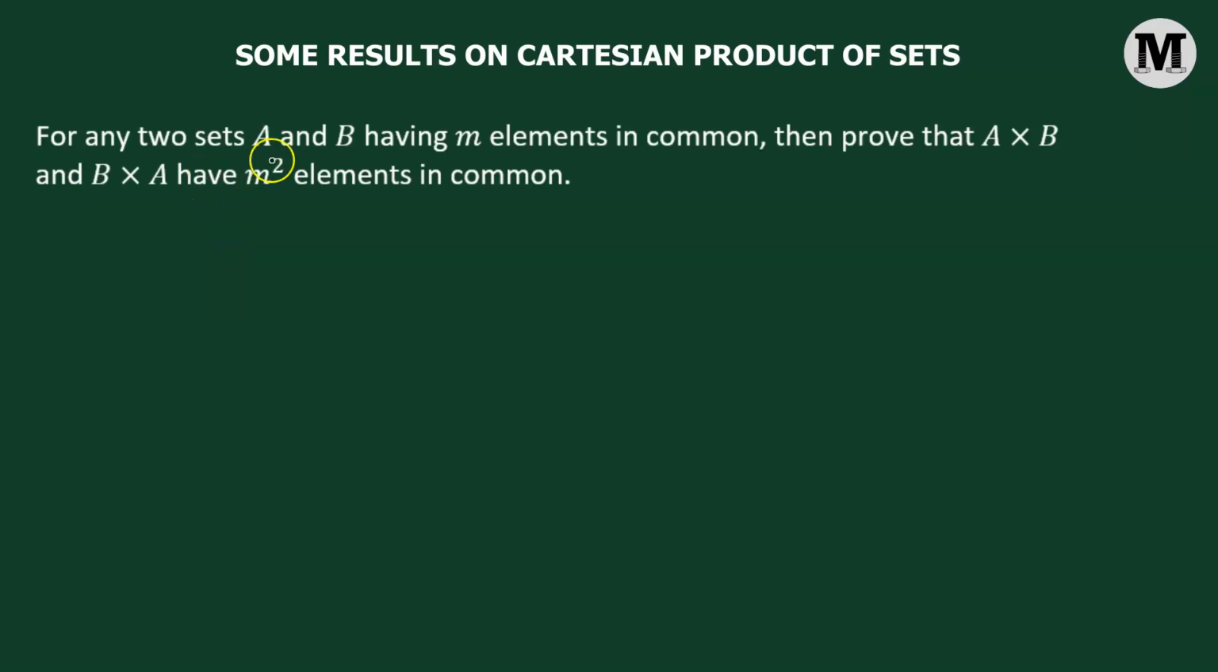For any two sets A and B having m elements in common, prove that the Cartesian product of A and B and the Cartesian product of B and A have m squared elements in common. Okay, let us try to understand the problem first.